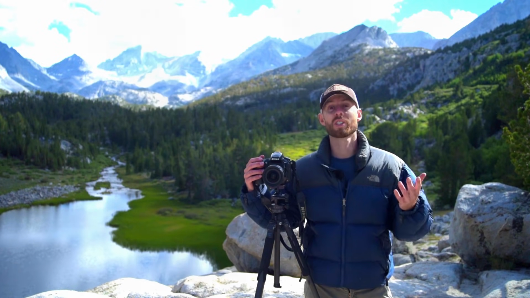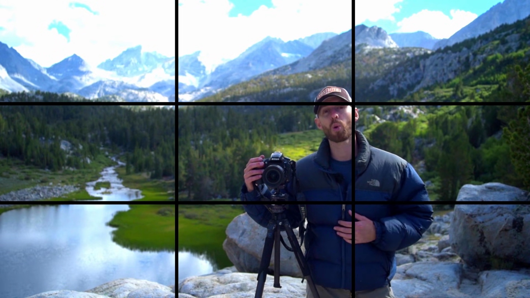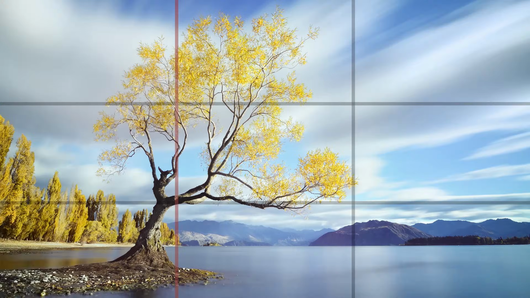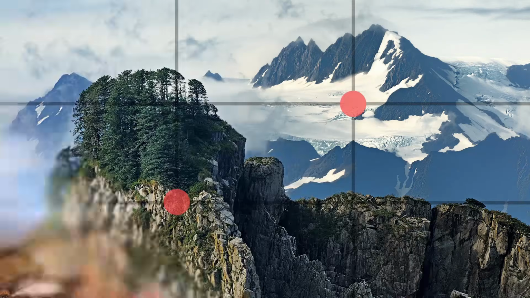Divide your frame up into a tic-tac-toe board. Then place the important elements of your composition along those thirds, either horizontally, vertically, or on the intersection points. It's a simple way to start making effective compositions, but what's the real reason that it works?